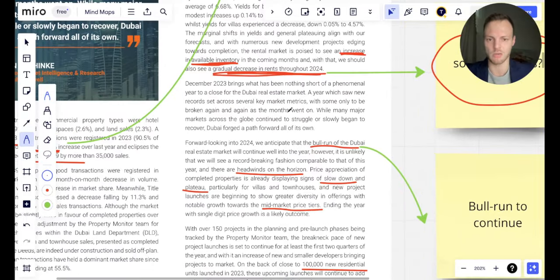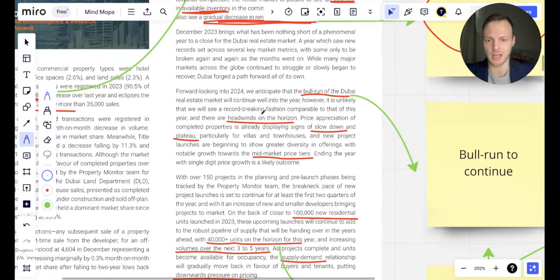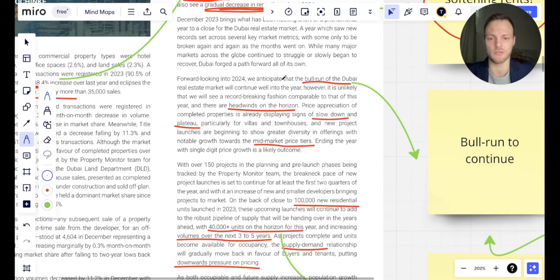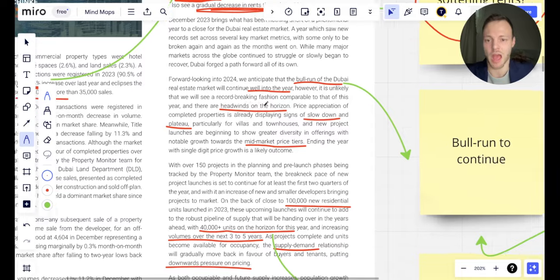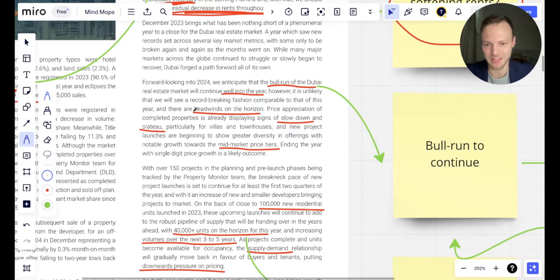So if we move on, looking forward into 2024, we anticipate that the bull run of the Dubai real estate market will continue well into the year. However, it's unlikely that we'll see record-breaking numbers comparable to this year. And this is where it gets interesting. There are headwinds on the horizon.